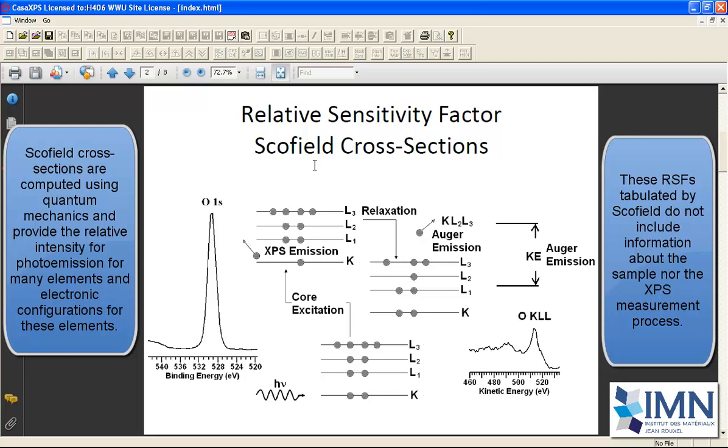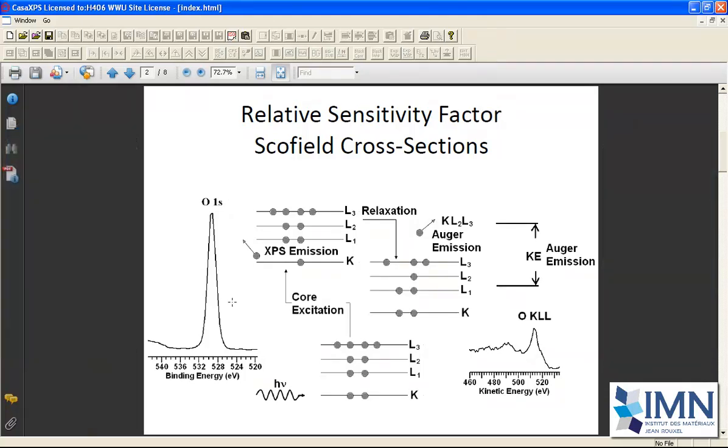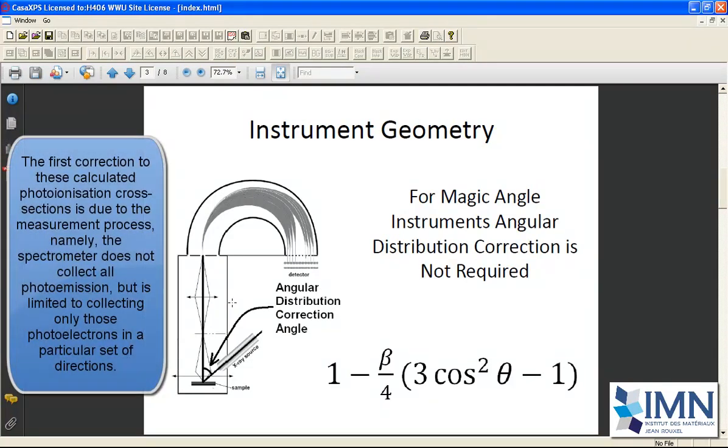So what we do is we compensate the measured intensity using Scofield cross-sections that have been calculated as photoionization cross-sections for a given photon energy, a given element, and a given electronic state. Then we have an instrument interaction with this physical process.